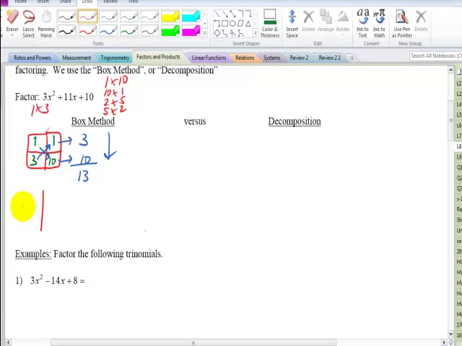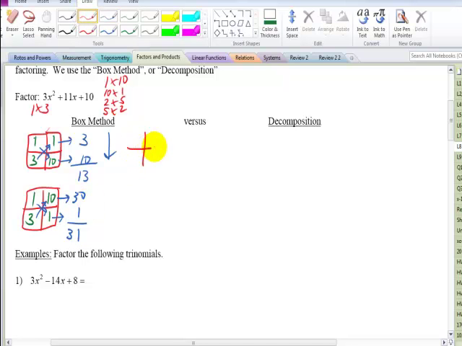So now we'll make another box. We won't change 1 and 3. In fact, we can't. So now we'll go 10 and 1. Cross multiply. 3 times 10 is 30, and 1 times 1 is 1. Then we'll check our sum. 30 plus 1 is 31. Is that what we want? No. So we try it again.